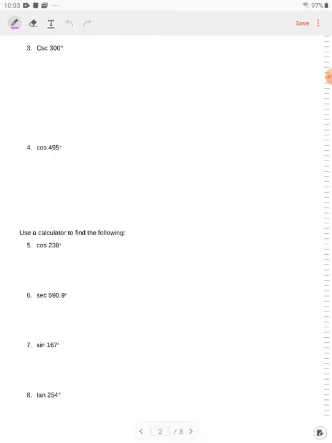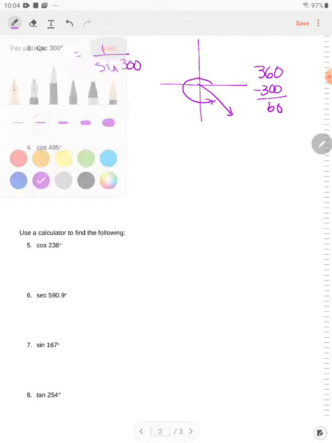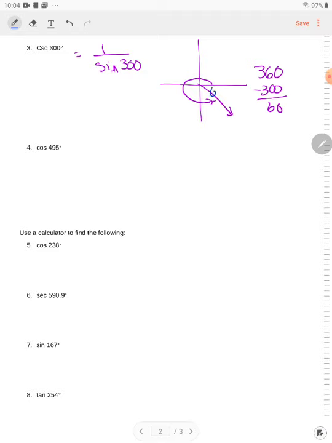Okay, cosecant of 300. Now, cosecant is the reciprocal of sine. So we're going to look at 1 over sine of 300. So again, drawing a picture of 0, 90, 180, 270, I'm going to end up in quadrant 4. 360 minus 300 gives me a 60 degree angle. So once again, our reference angle is 60.